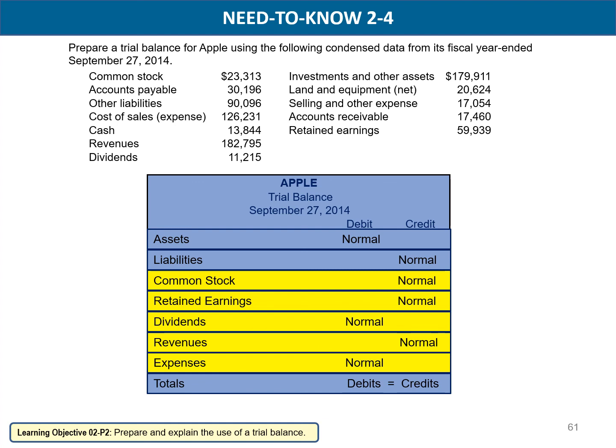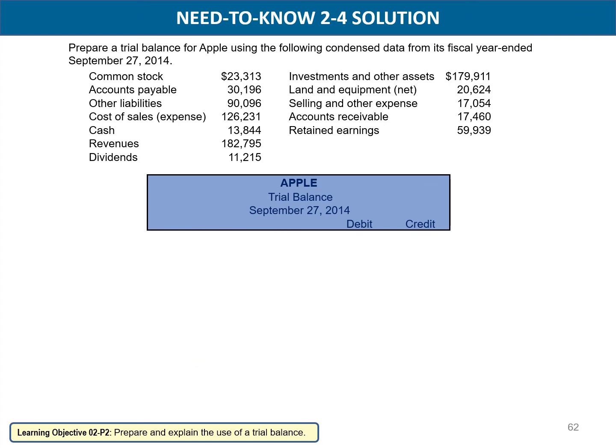I don't know if grouping them or seeing them like this will help you to remember, but if you can remember that assets, dividends, and expenses work the same direction, meaning you need a debit to increase those, and then you remember that common stock, retained earnings, revenues, and liabilities require a credit to increase those balances. Maybe if you group them in buckets like that, it will help you to remember.